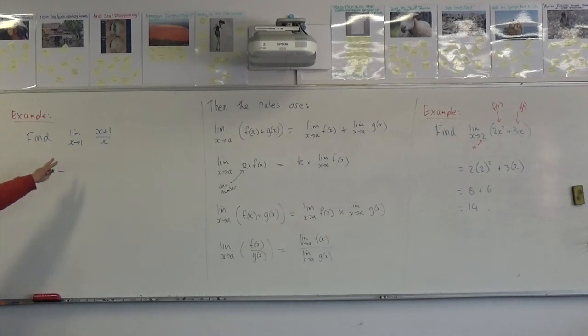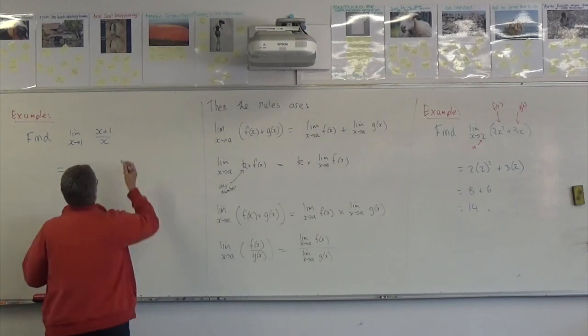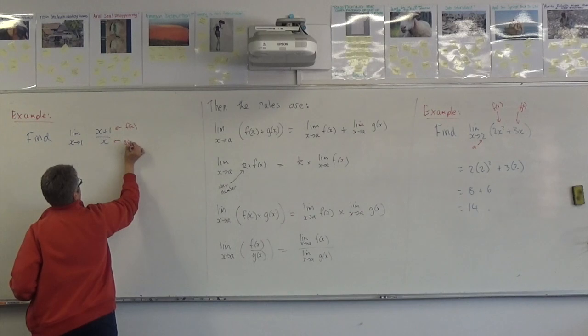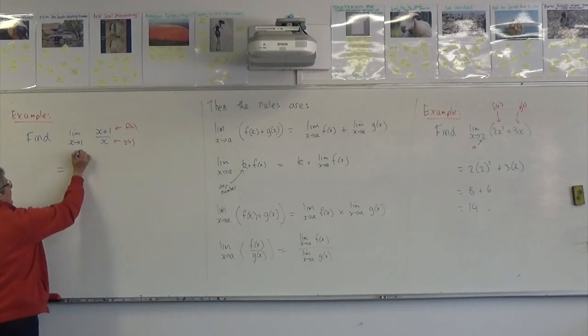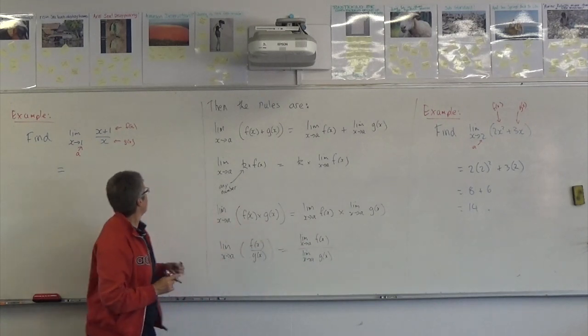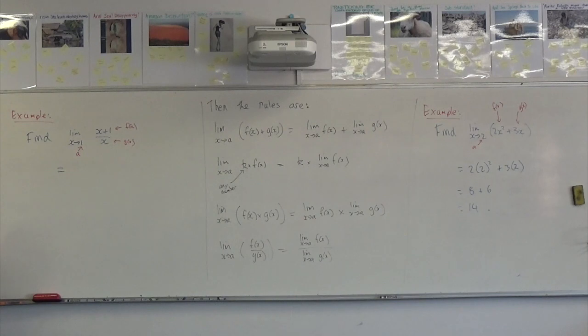So this one is like this one here. This one's our f of x. This is our g of x. This is our a. So it's basically this one here. So it means that I can take the limit of that and then the limit of that. So if I'm taking the limit, I'm subbing in 1 into that.